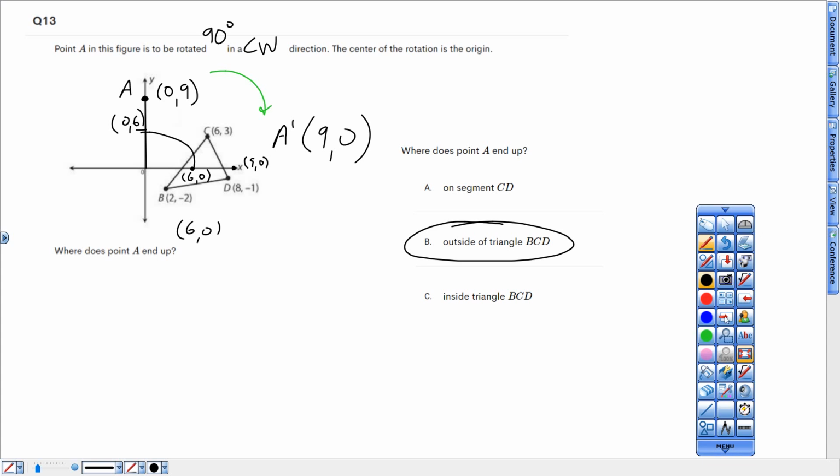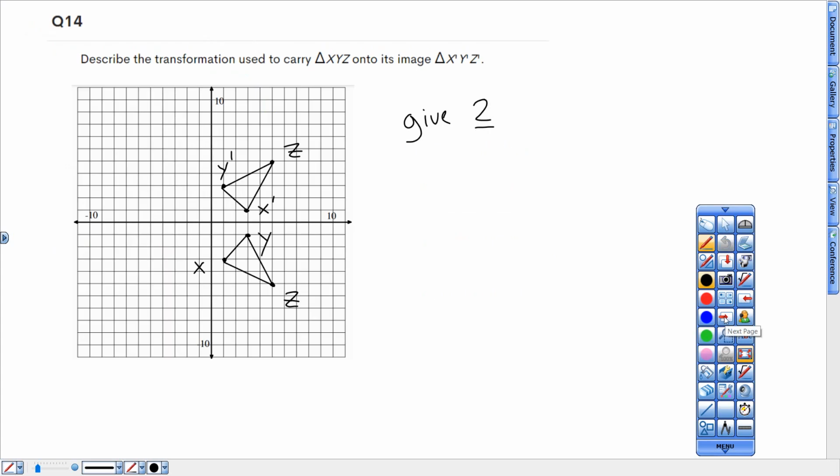All right, keep going. 14, I want you to give me 2 transformations here. So for this one, I want you to see that this is the pre-image where it's starting because there's no marks on the letters. I know that's where it's starting. This next one above it is the image, the one after the move, and I know that because it has these little marks. Let's put that on that Z. It has the little marks, X prime, Y prime, Z prime. I want you to figure out two transformations.